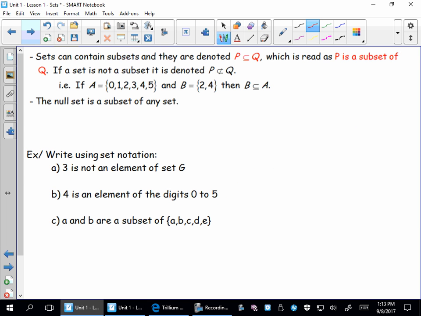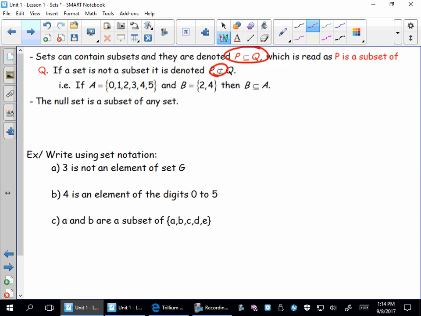Sets can contain subsets. That would be a smaller group taken from the larger group. And we use this sideways C with an equal sign underneath it. We read that as P is a subset of Q, so the order is important. If something is not a subset, again, we're back to the slash through the line.